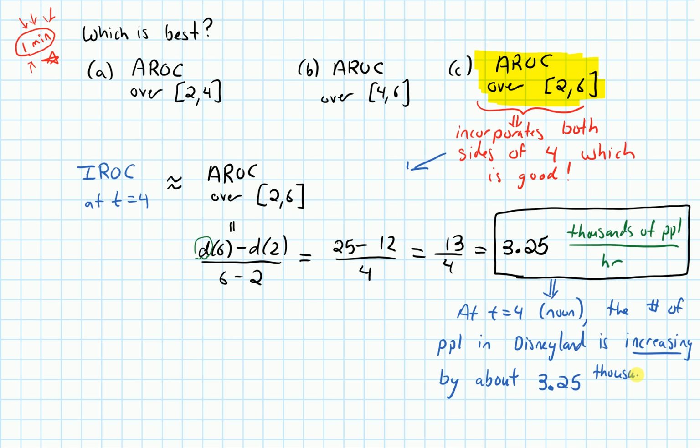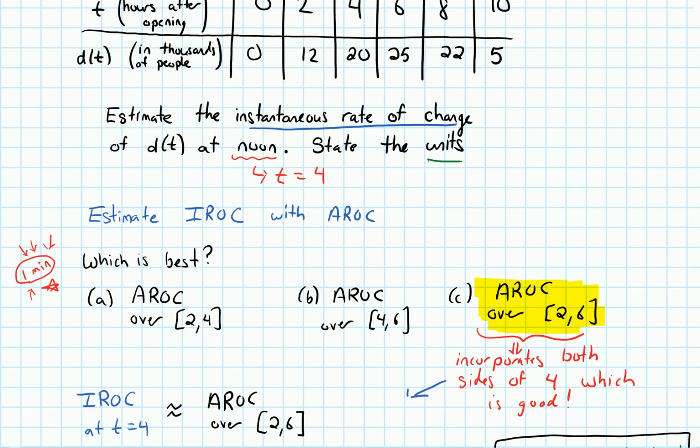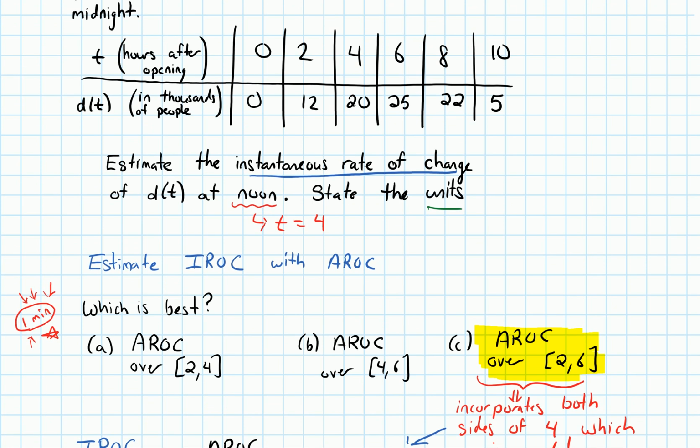So it's increasing by about, and I'm saying about because it's an estimate, about 3.25 thousand people per hour. So we sort of approximate that from t equals 4 to t equals 5, an extra 3.25 thousand people would enter the park. Of course, that's not exactly right, or it may not be exactly right, because this is just an estimate.